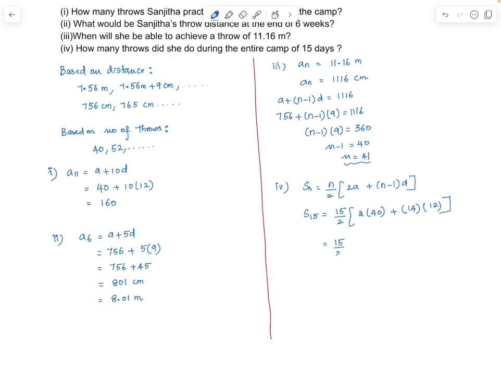which is 15 by 2 times 248, which gives us 1860. That is, she had practiced 1860 throws in the entire period.